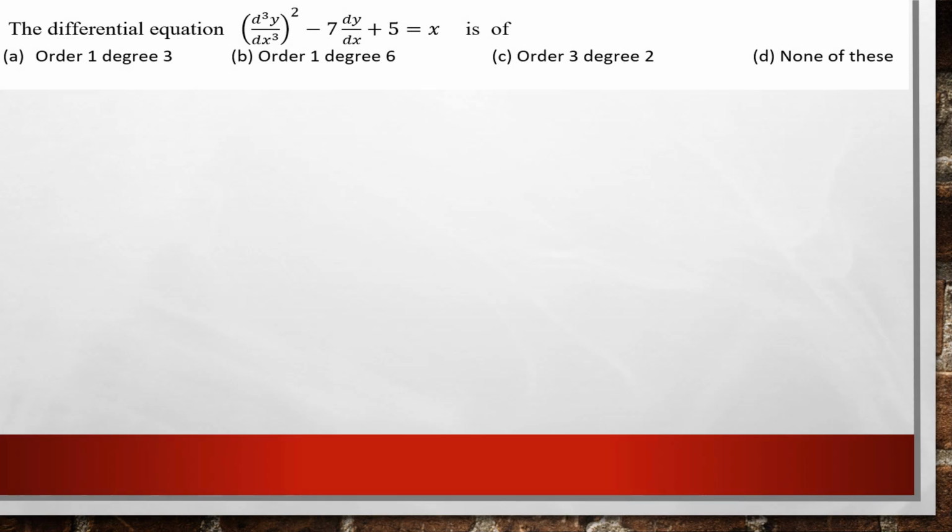Now this is our first question, and in this question they are just asking you about order and degree, right? Order is the highest order derivative occurring in the given differential equation. So here, what is the highest order derivative? The highest order derivative is 3. So here order is 3.